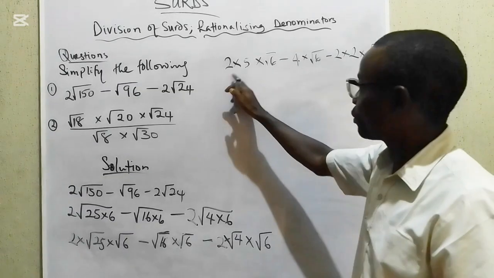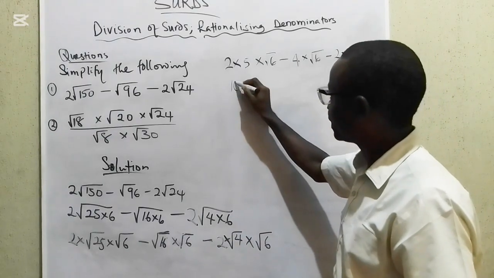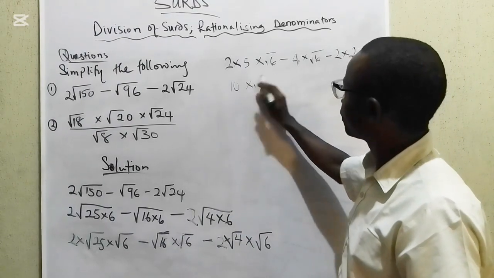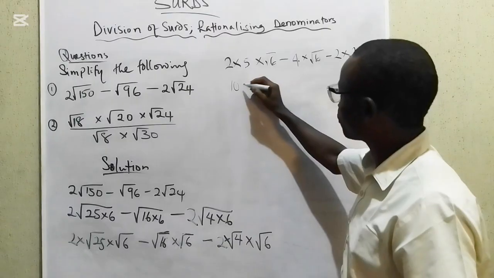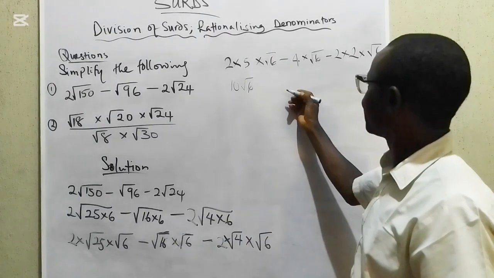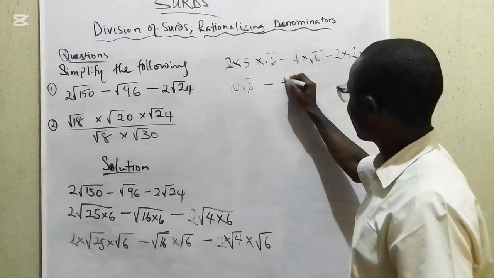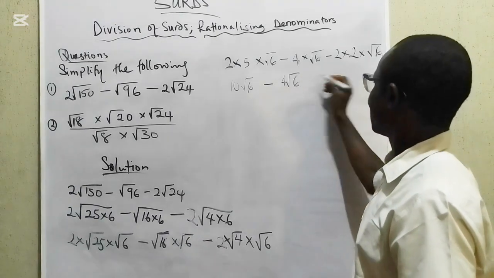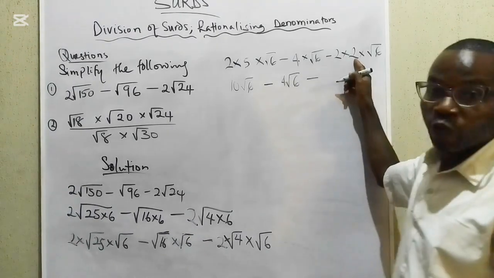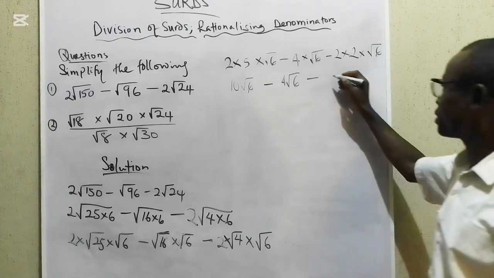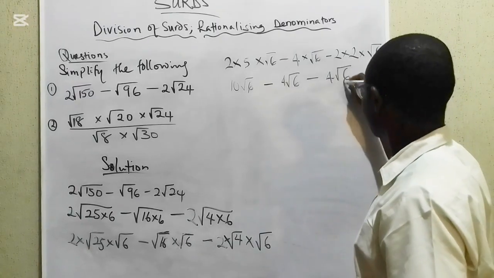But let's multiply here first. 2 times 5 is what? 10, and 10 times root 6 is 10 root 6. Then this minus here, 4 times root 6 is 4 root 6. Minus 2 times 2 is what? 4. 4 times root 6 is 4 root 6.